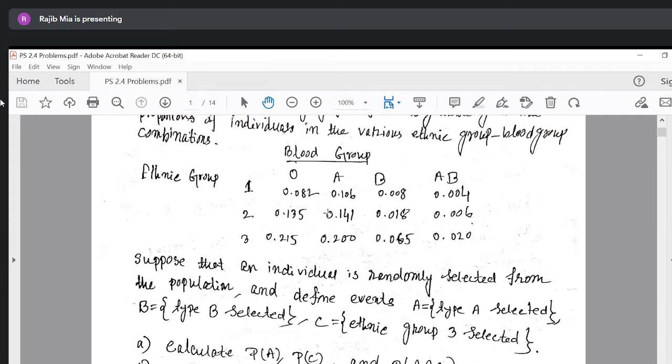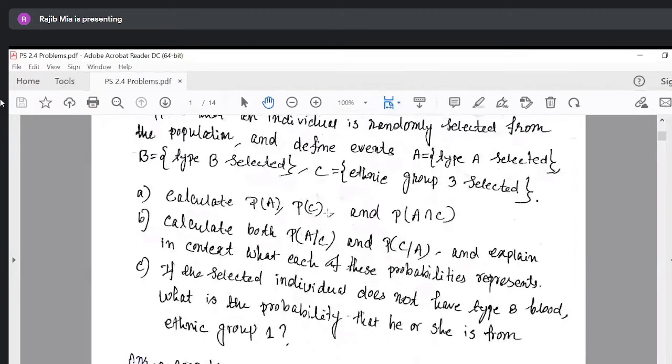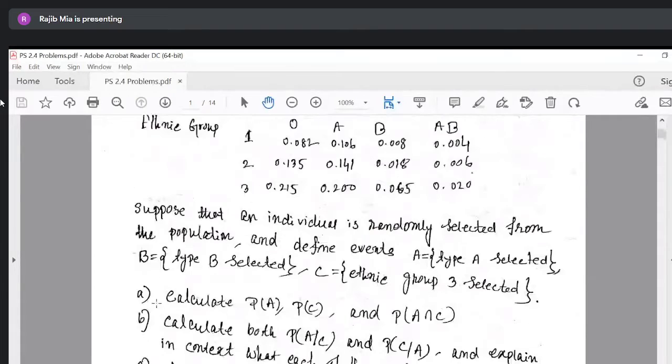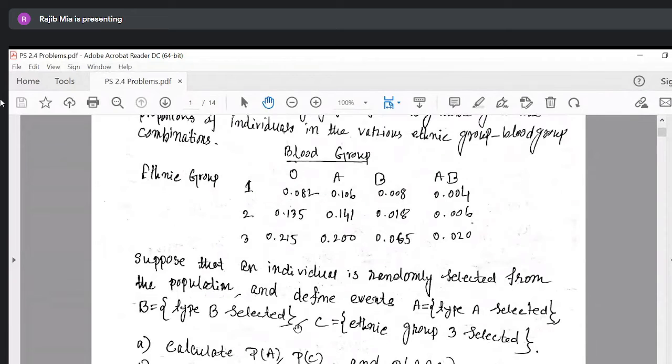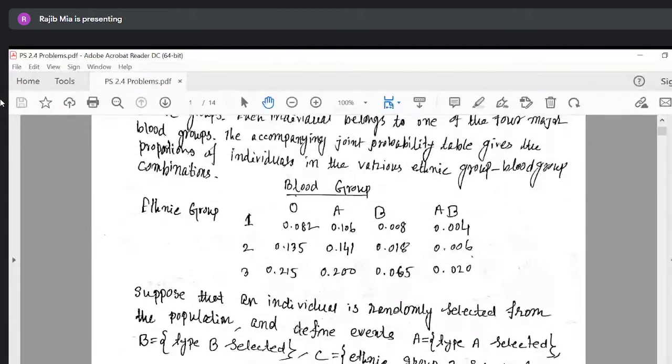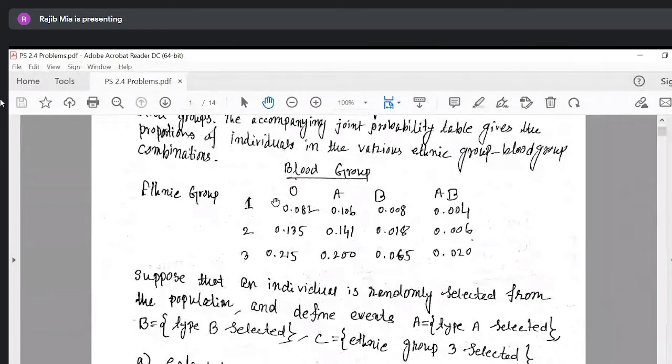Now we have to calculate these probabilities in parts A to E. First part A: calculate probability of A, probability of C, and probability of A intersection C. So from this table, and also seeing what events A, B, and C represent, tell me what is probability of A from this table. So 0.447. Yes, 0.447. Okay.